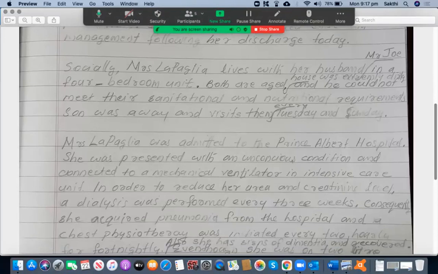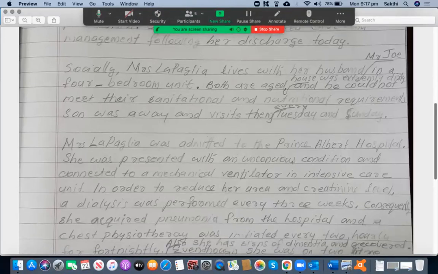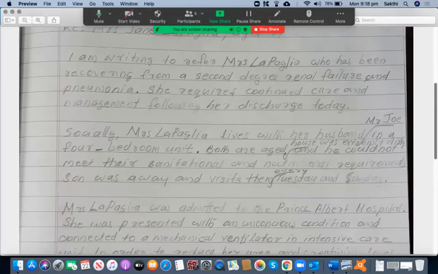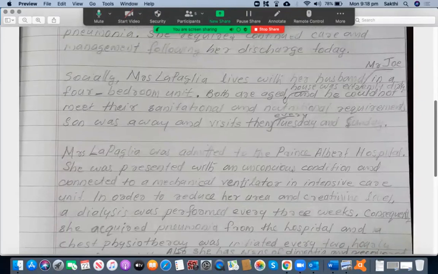Socially, Mrs. Lapaglia. Is it Mrs. or Miss? Yeah, that's all right. Mrs. only. Mrs. Lapaglia lives with her husband, comma, Mr. Joe, isn't it? There should be a comma. Did you write a comma here or not? Yes, sir. One comma is there, sir. A comma and then Mr. Joe, isn't it? Yes, sir. In a 4-bedroom unit. That's good. I'm happy with that.